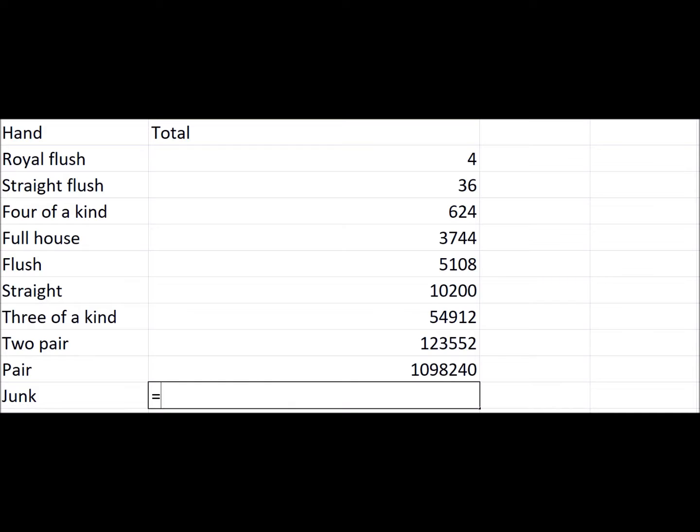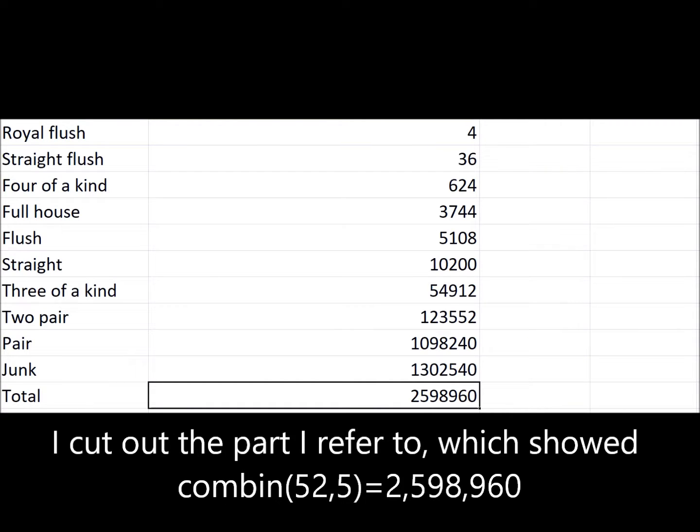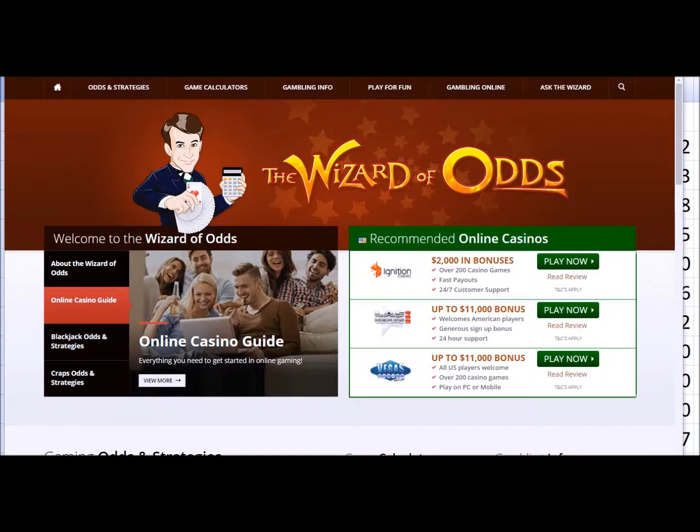And finally, for the junk, there are 13 choose 5 ways to pick 5 ranks out of 13, minus the 10 consecutive ways that would give you a straight, and 4 ways to choose each of the suits. So 4 to the 5th power minus 4 for the ways that would give you a flush. So as you can see, the sum of all these is 2,598,960, which we also got at the beginning of this video.